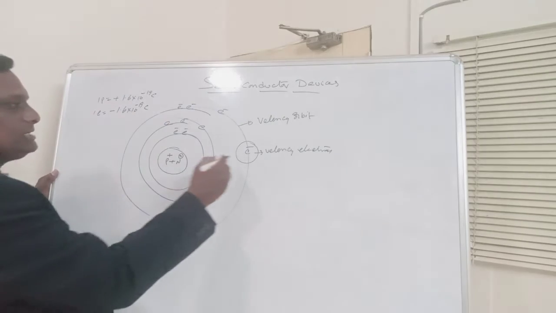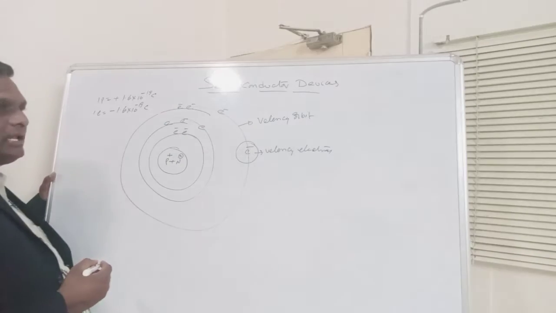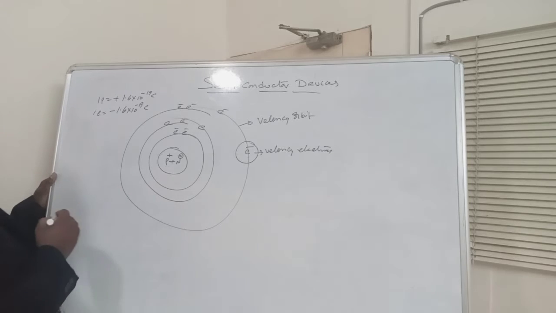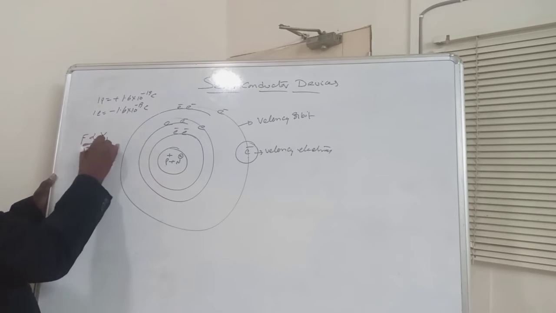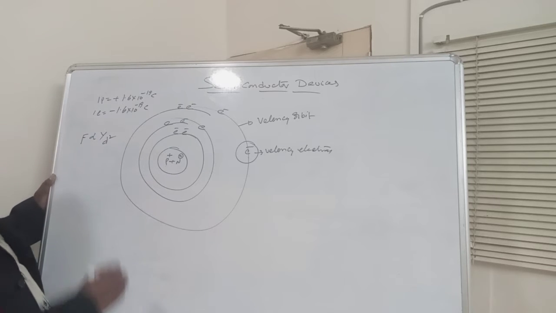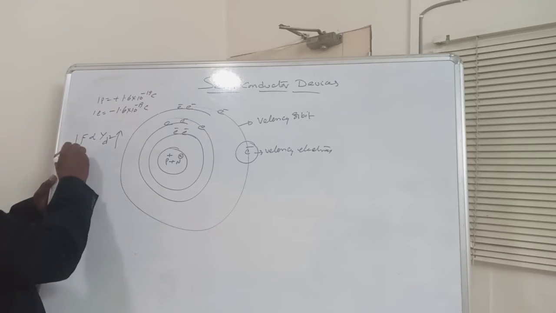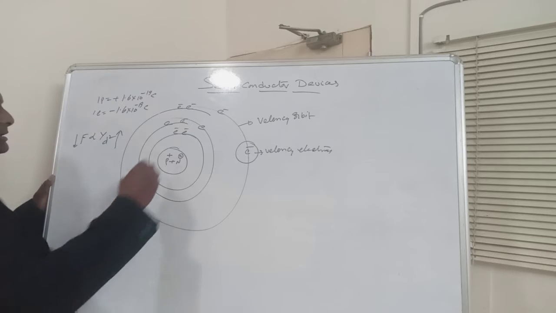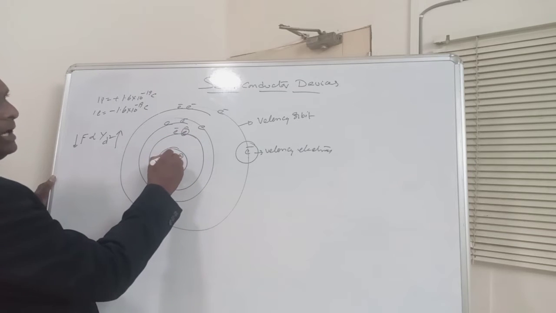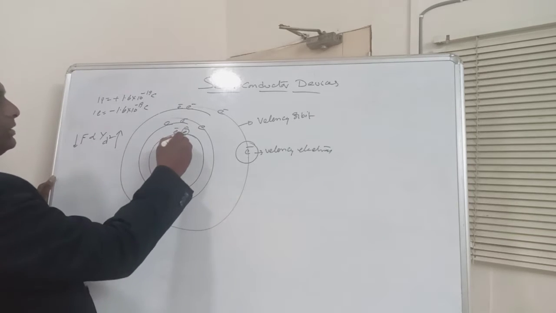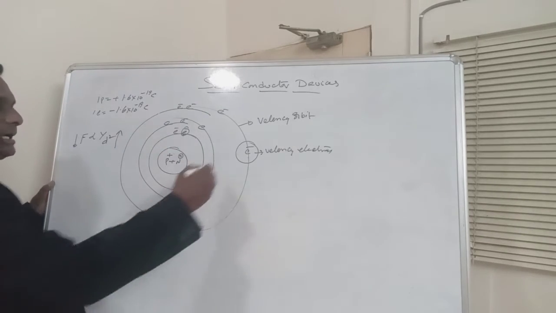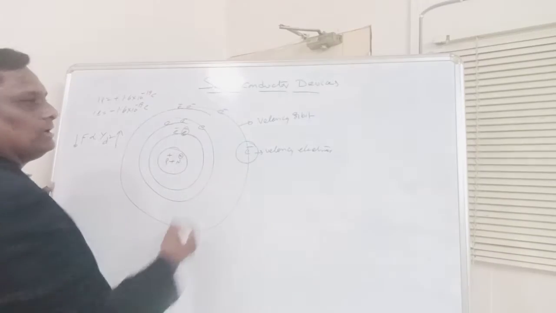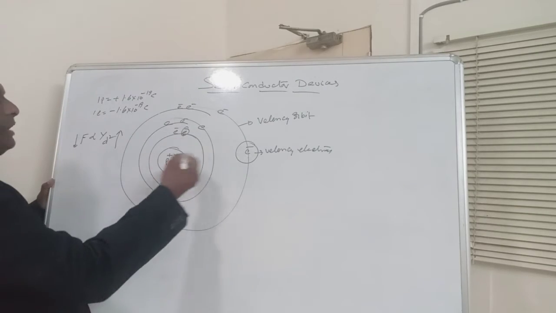But these electrons are loosely bound to the nucleus. Why? Because the force of attraction or repulsion between two charges is inversely proportional to the square of the distance between them. As the distance increases, force will decrease. Similarly, the electrons which are nearer to the nucleus are closely packed, means tightly bound with the nucleus. But the electrons which are far away from the nucleus are weakly bonded with the nucleus.